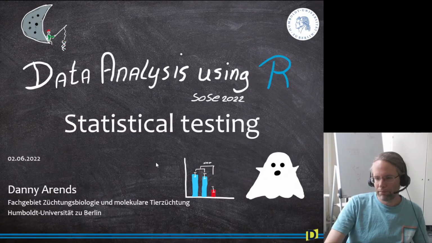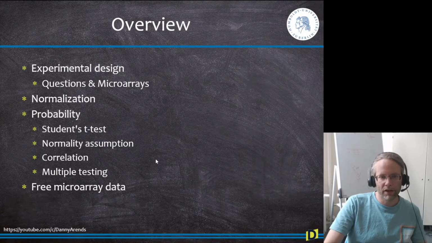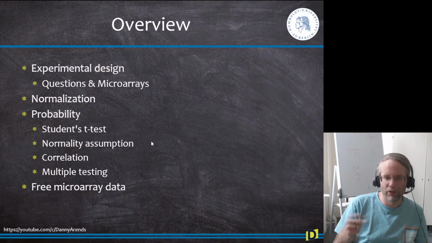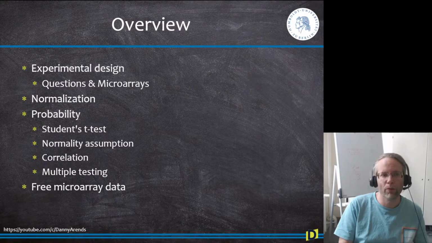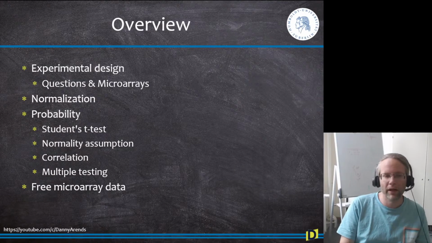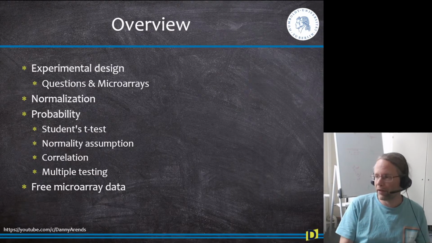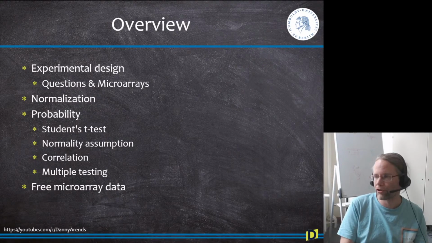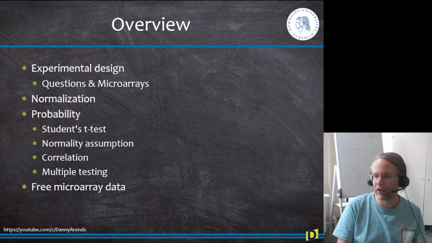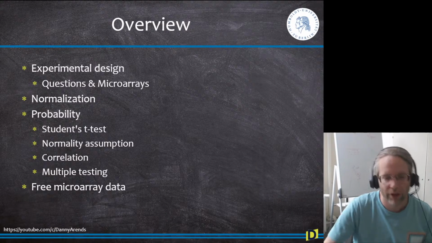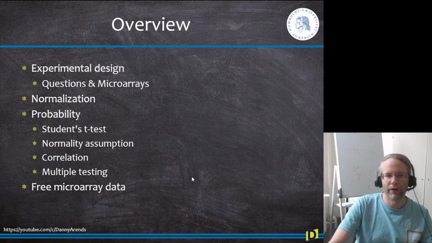So let's do the lecture. Like I said, we are going to talk about experimental design, so the questions that you can answer when you use microarrays. We will talk about things like normalization of microarray data, then probabilities, so what is a t-test, normality assumptions, the correlations, and then a little bit about multiple testing to make sure that you know what is significant and what's not. And I also wanted to show you guys where you can get free microarray data.